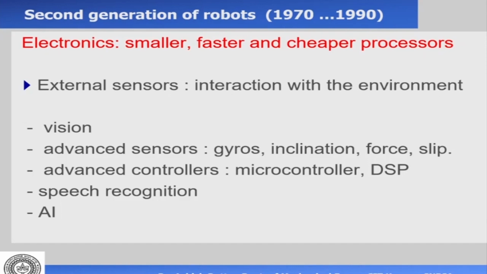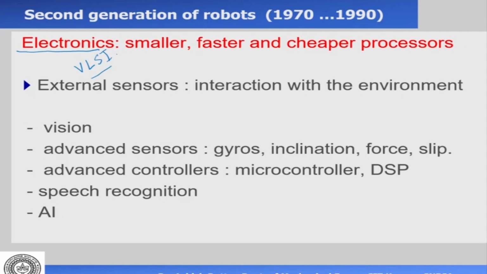Now this means that things like cameras, computers, processors became faster, smaller and cheaper, because of which people started using a lot of external sensors for interaction with the environment, like vision, advanced sensors, advanced controllers, microcontrollers, DSP, speech recognition, AI. Essentially the second great revolution that took place was electronics becoming smaller, faster, cheaper because of VLSI. Okay, very large scale integrated circuits.